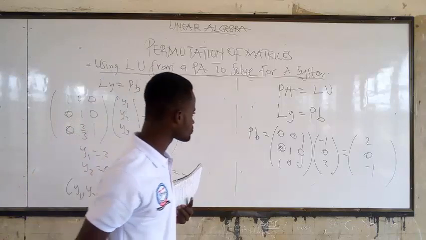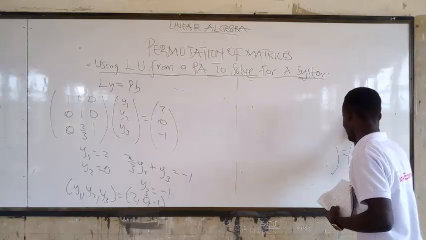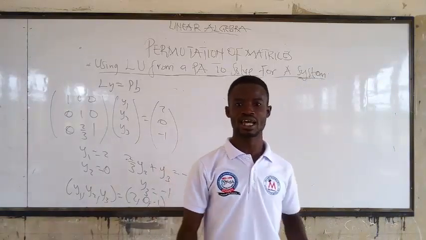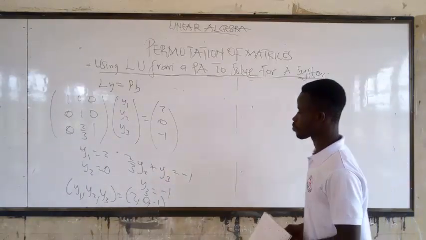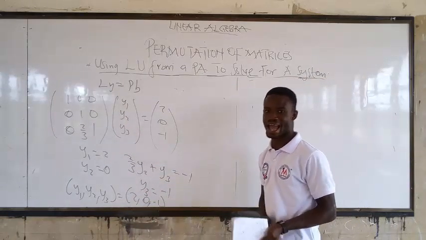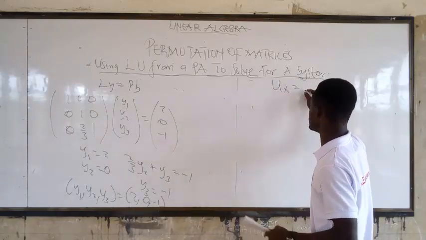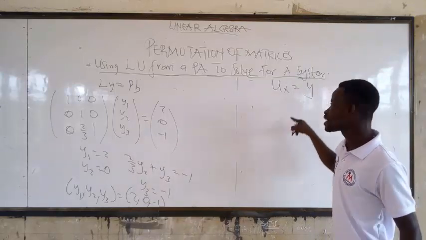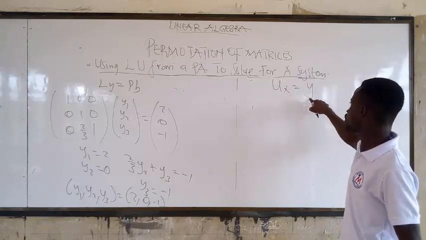Alright, so now you are not yet done, though. I hope you know you are not yet done. To be a mathematician, you have to be active in your workers. Alright. So now, this will help us to get the y. So that when we put down this formula, Ux is equal to y, we can now get the x's because we know what the y is.